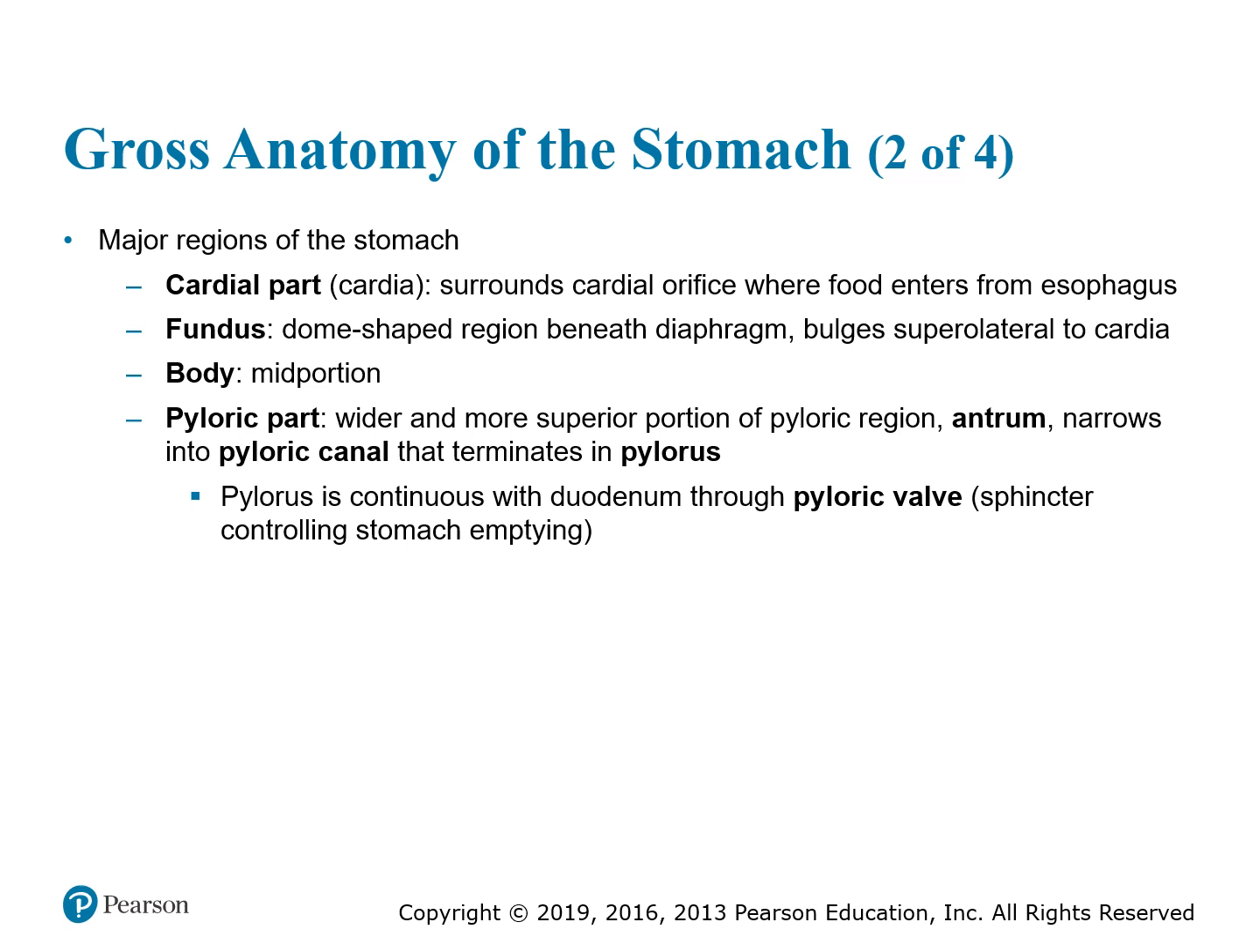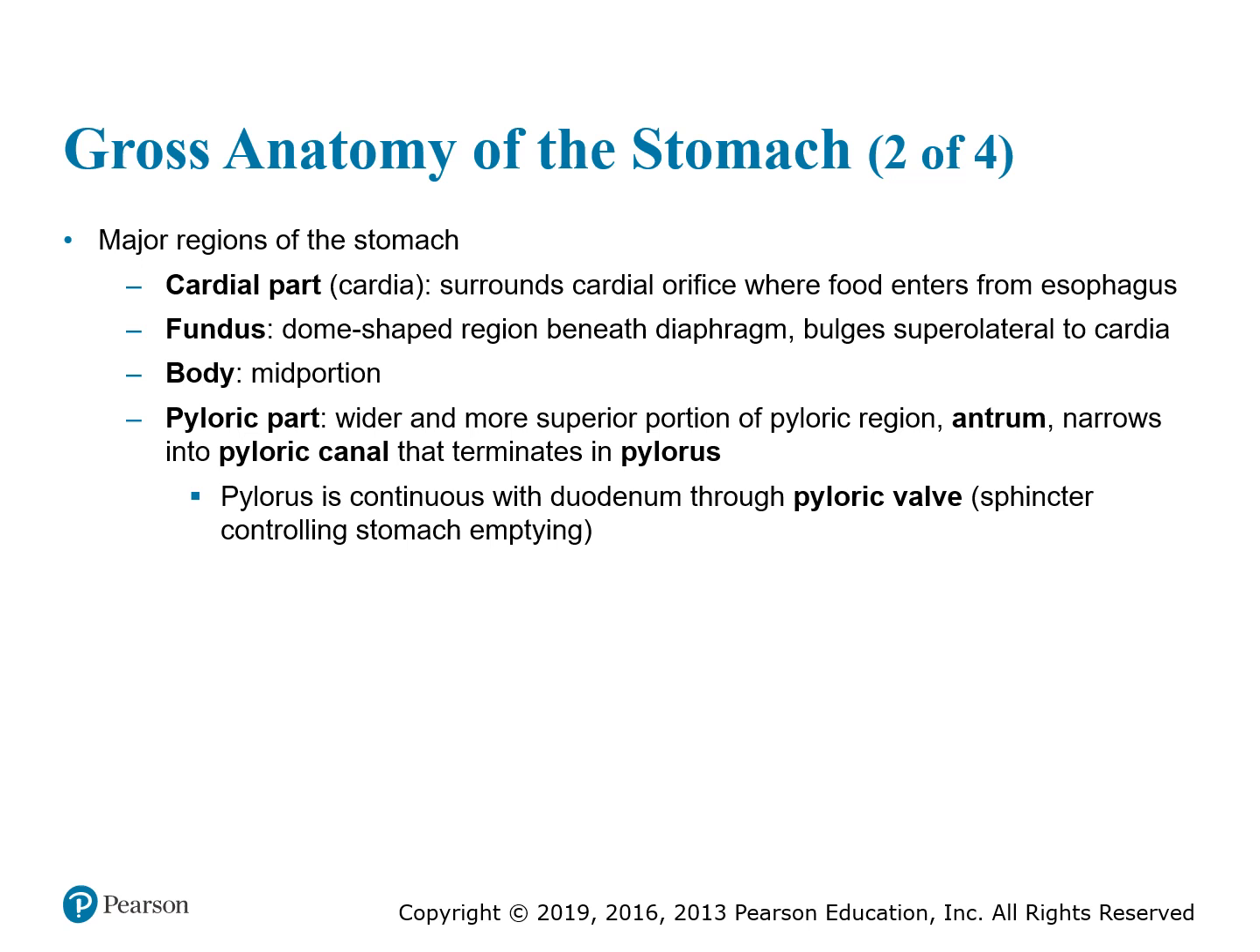The stomach has four parts. The cardial part is the uppermost part, and this is where the cardial orifice is. The cardial orifice is where the esophagus enters the stomach, and this portion is known as the cardia. And then there is the fundus, after the cardia. The fundus is a dome-shaped region, present beneath the diaphragm, and it bulges superolateral to the cardia.